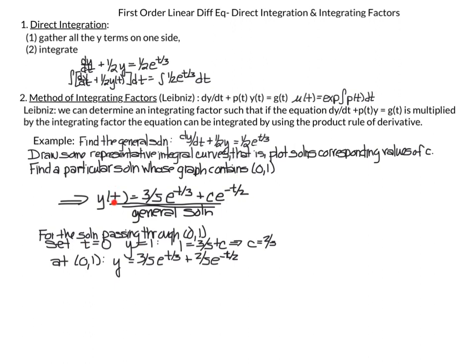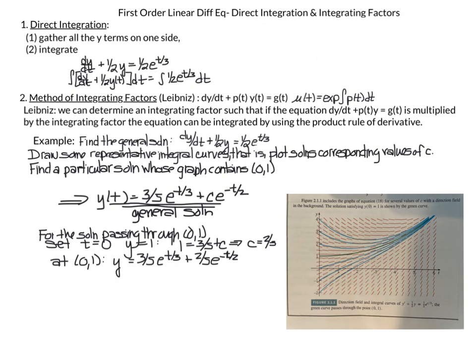So if I set y equal to 1 here, t equal to 0 here, I'm going to get 1 is equal to 3/5 plus c. In other words, c is equal to 2/5. So at 0, 1, our initial value solution is y is equal to 3/5 e to the t over 3 plus 2/5 e to the minus t over 2.